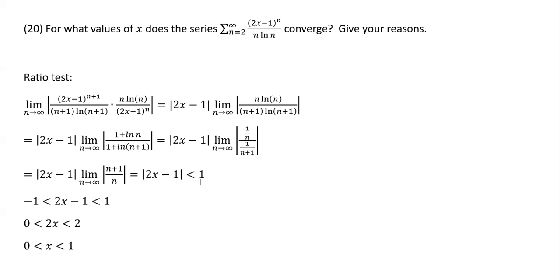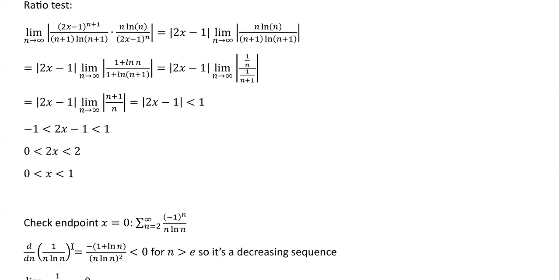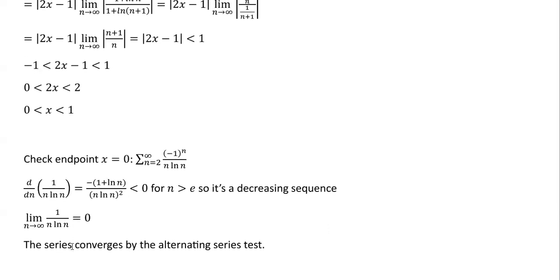Okay, so we start solving the inequality. 2x minus 1 is between minus 1 and 1. So x is between 0 and 1 if you do the algebra. Okay, so notice the radius of convergence is 1. We've got to check our endpoints though, as usual.